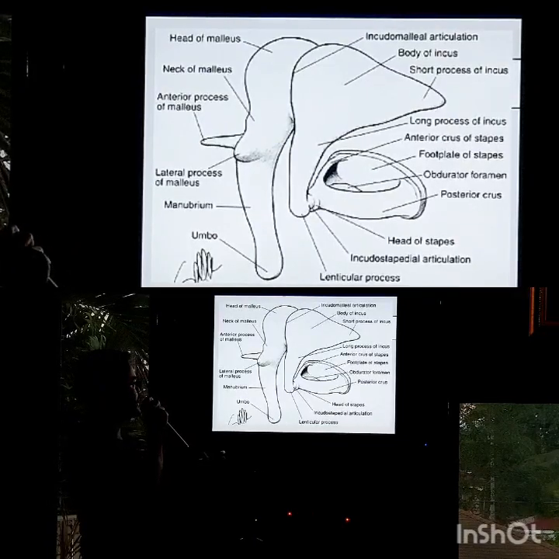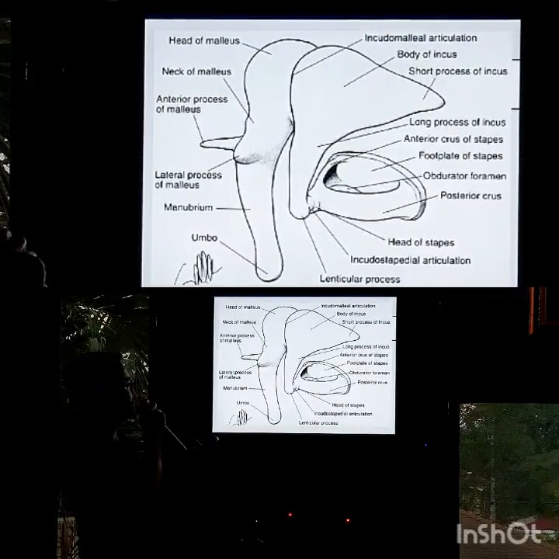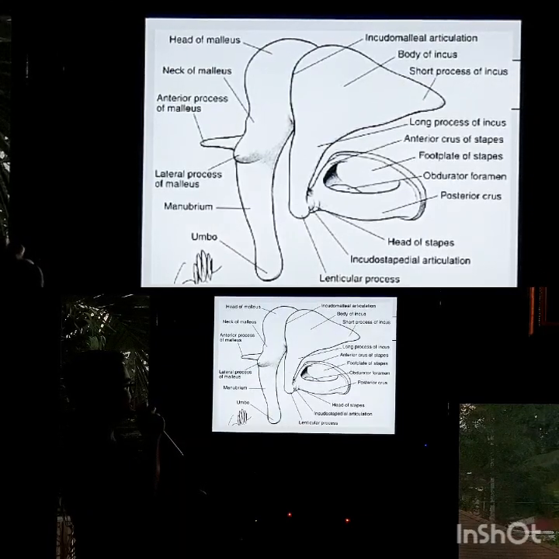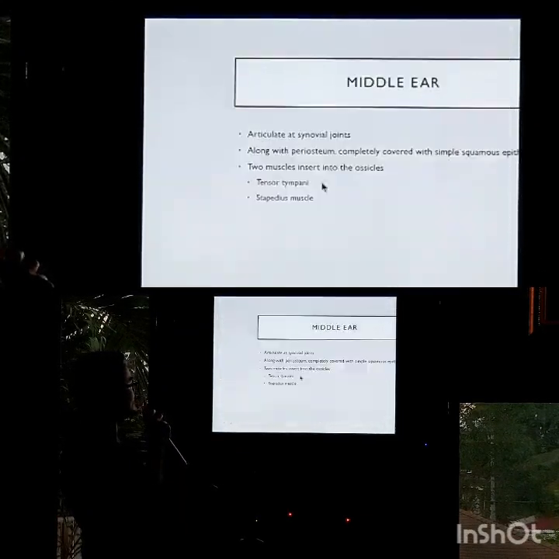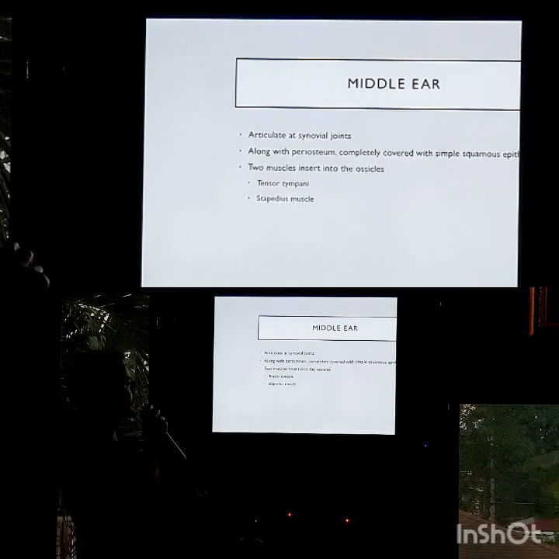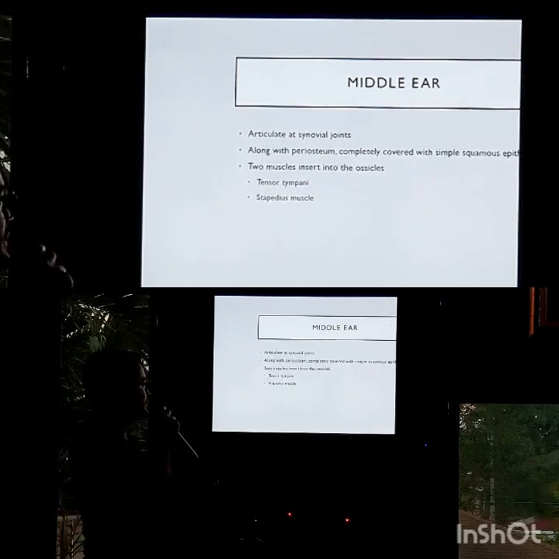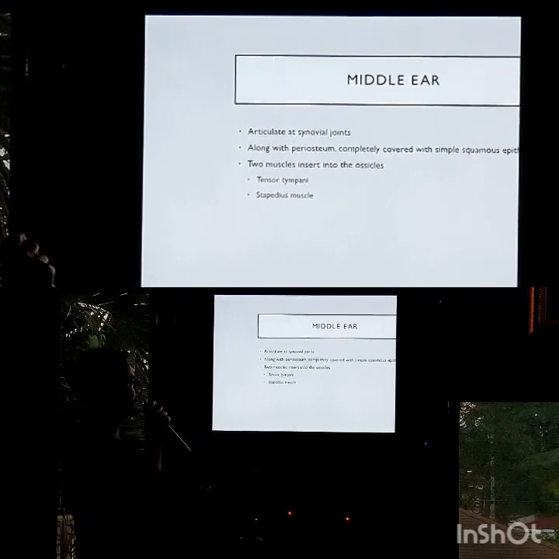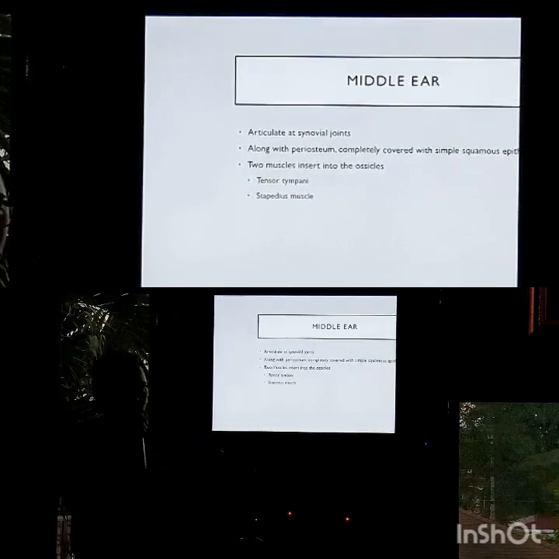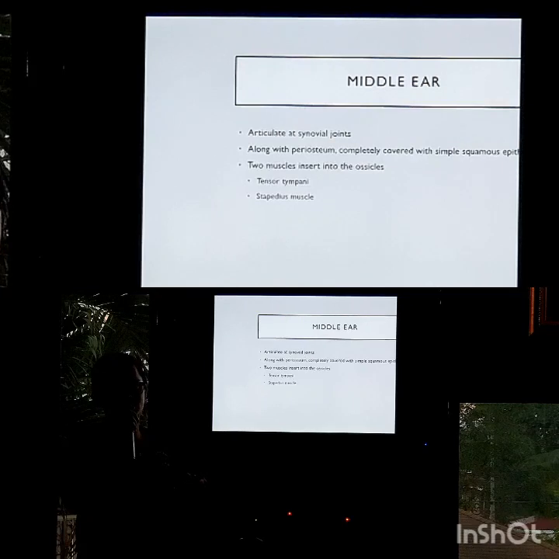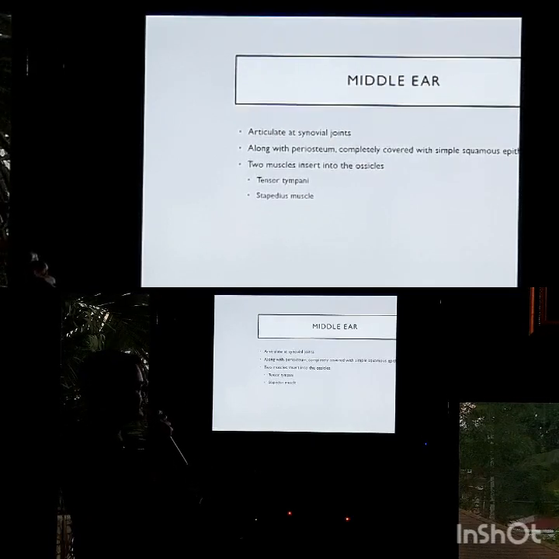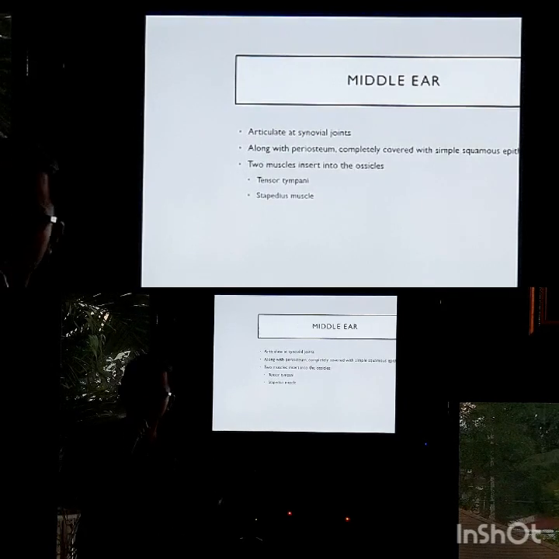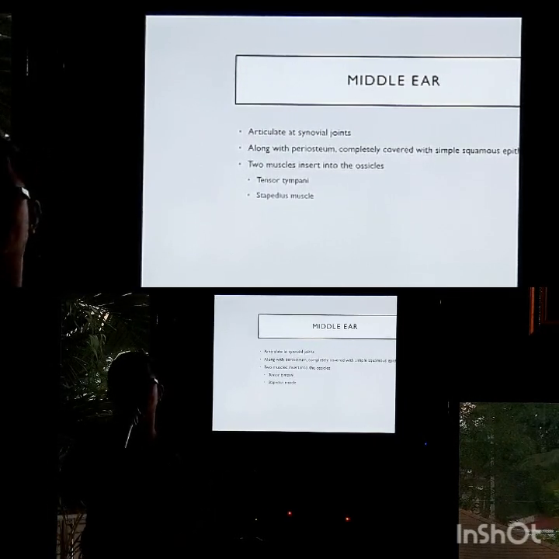So here's an illustration of the 3 ossicles. We have the malleus here, the incus, and the stapes. They articulate via synovial joints, and along with periosteum, they are only covered by a simple squamous epithelium. And of course, you have to remember that there are 2 muscles related to the ossicles. You have the tensor tympani and the stapedius muscle. Okay? Tensor tympani and stapedius muscle.